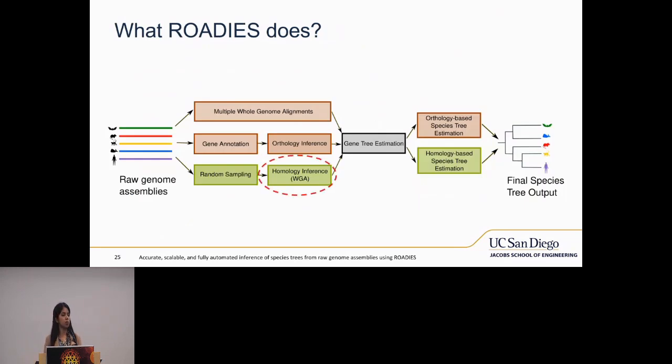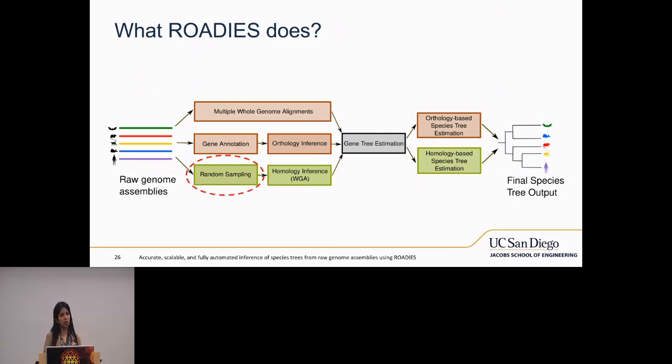And since we do homology-based species tree estimation, we get rid of orthology inference, and instead we do homology inference, which is much easier and faster. Also, instead of gene annotations, we perform random sampling. When we say random sampling, that means we randomly sample small subsequences of the genomic sequences across the input assemblies. These small subsequences we treat as genes, but not protein coding genes, which is usually considered conventionally. You can say they are coalescent genes or short recombination-free regions.